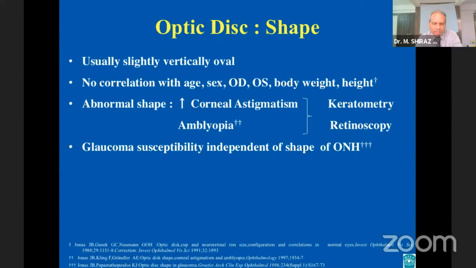The optic disc has a slightly vertically oval form, the vertical diameter being about 7 to 10% larger than the horizontal diameter. The shape of the optic disc is not correlated with age, gender, laterality of eye, body weight, and height. An abnormal optic disc shape is significantly correlated with increased corneal astigmatism and amblyopia, and glaucoma susceptibility is independent of the shape of the optic nerve head.